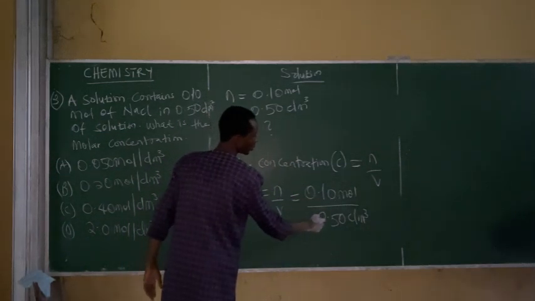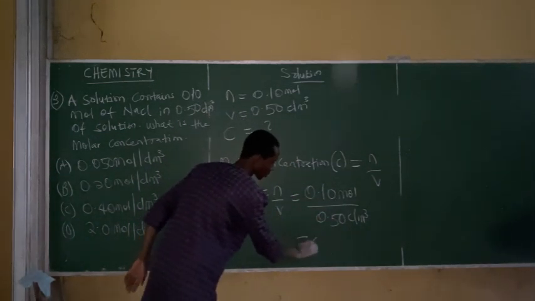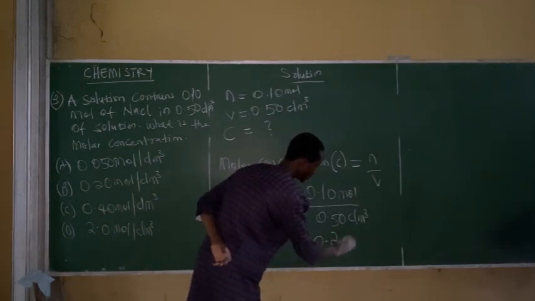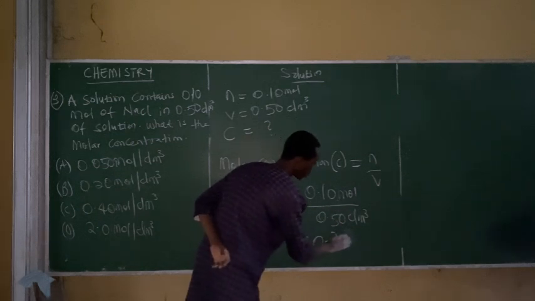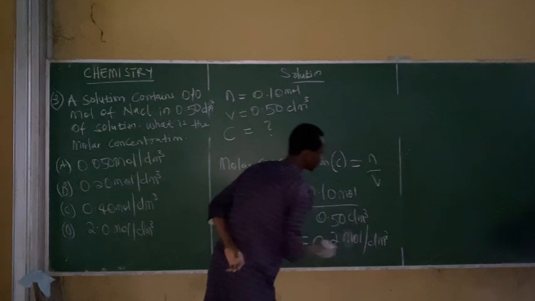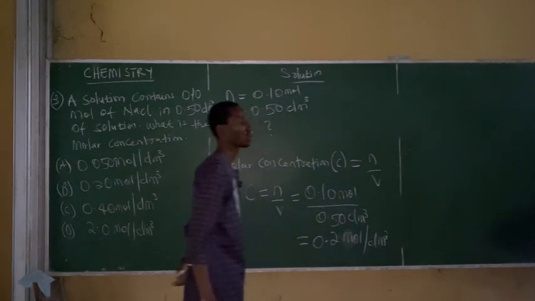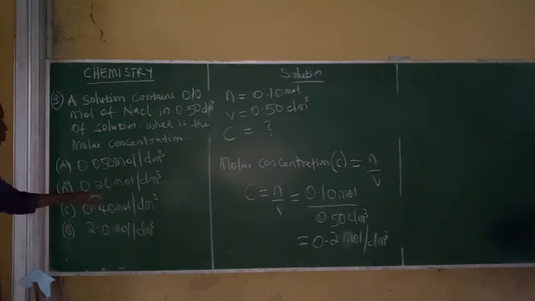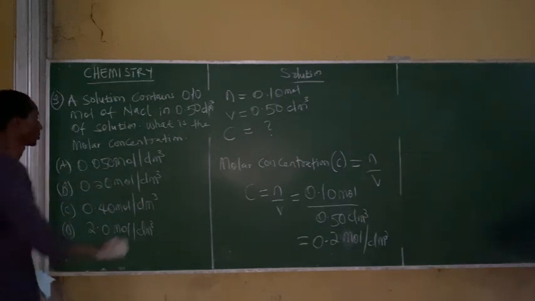0.10 divided by 0.50 gives us 0.2 mole per dm cube. The dm cube here is the denominator. So the correct option here is option B, 0.20 mole per dm cube.